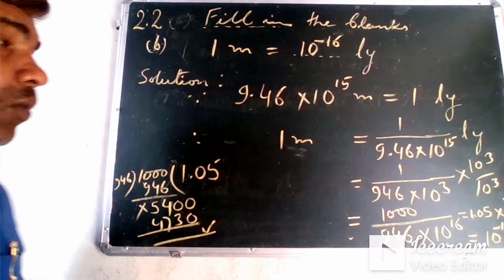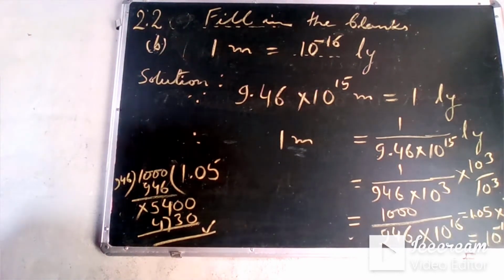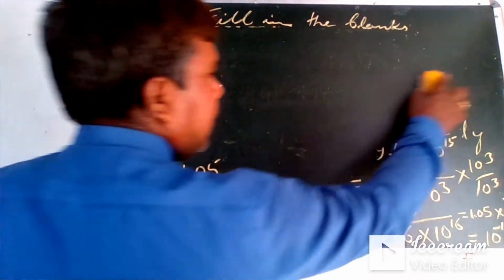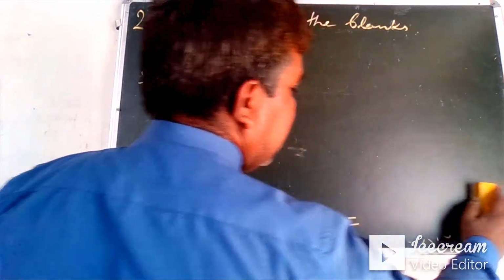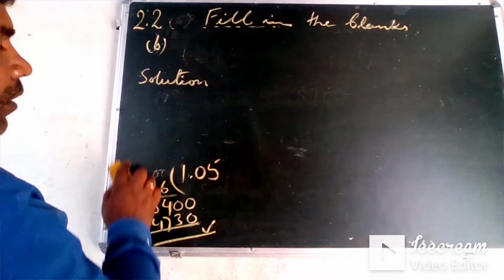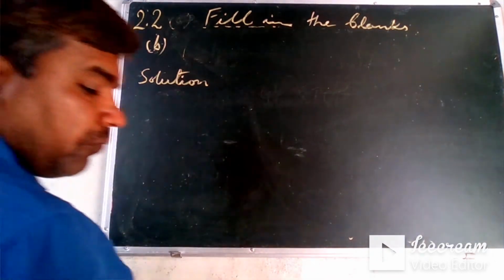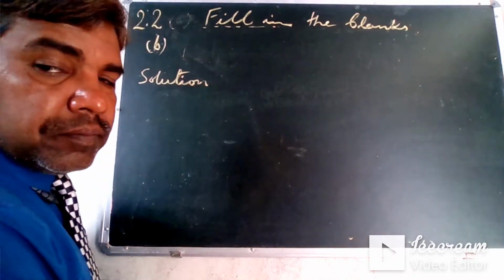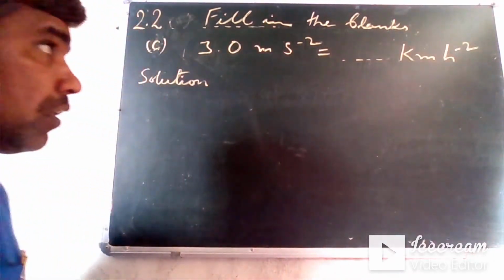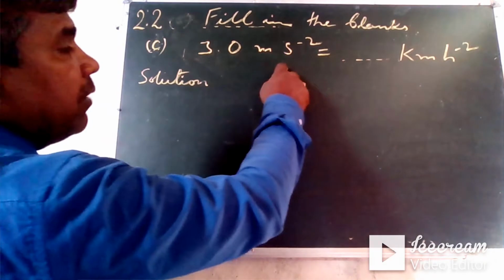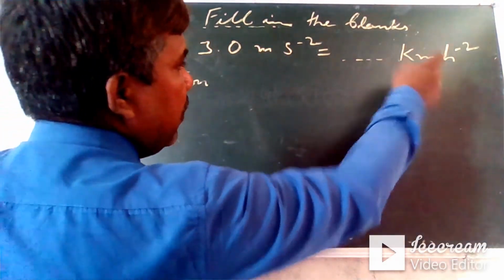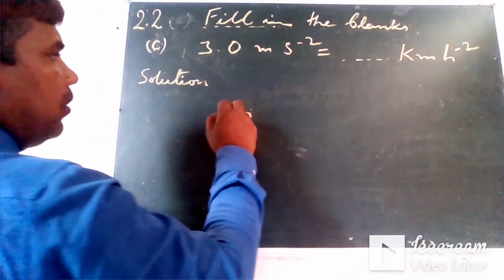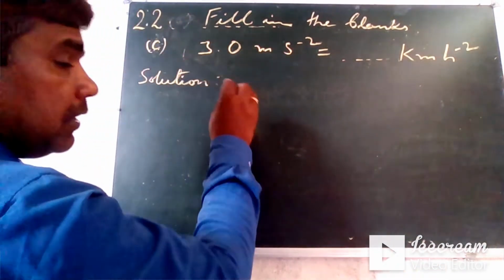Now the next question for you is question number C. What is question number C? I think you have understood, you have read your book, but for your convenience I am writing the question. Okay, this is the question: 3.0 meter per second square is equal to dash kilometer per hour square. How can we obtain the value here? It is also not difficult. This is an easy question.